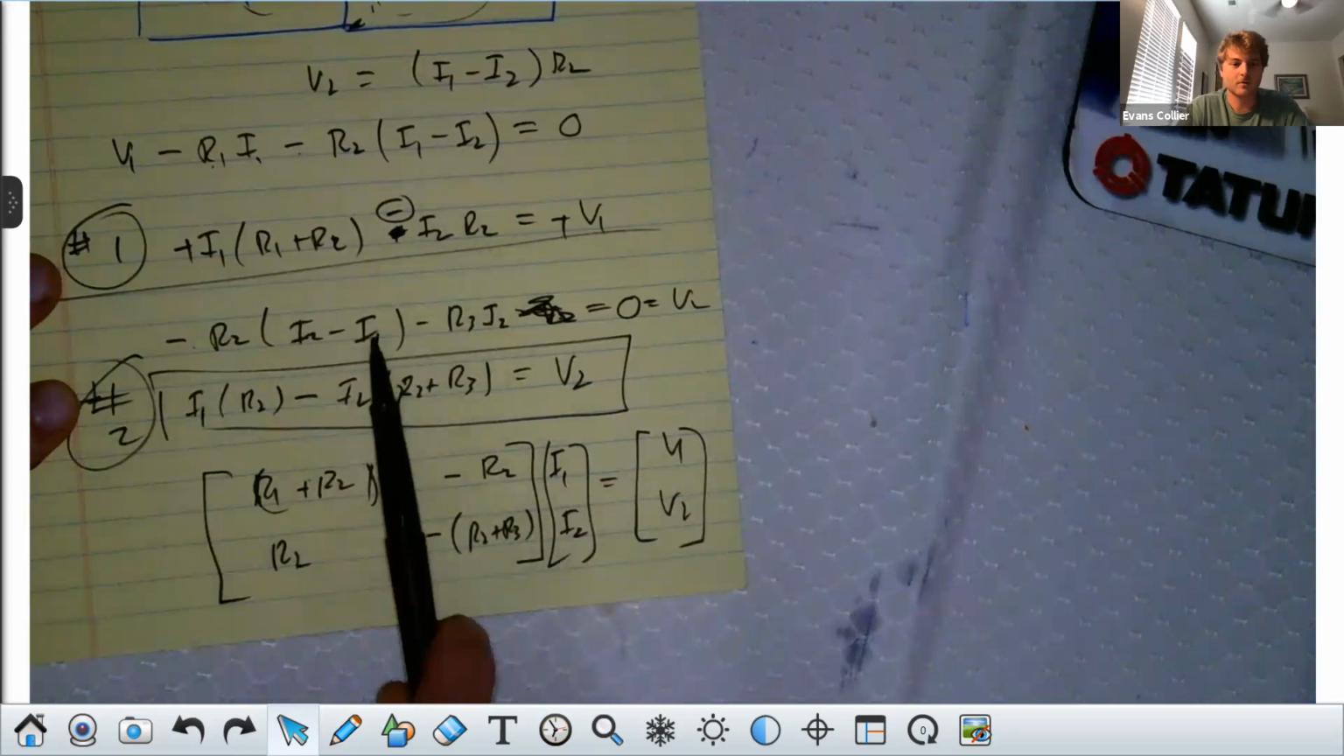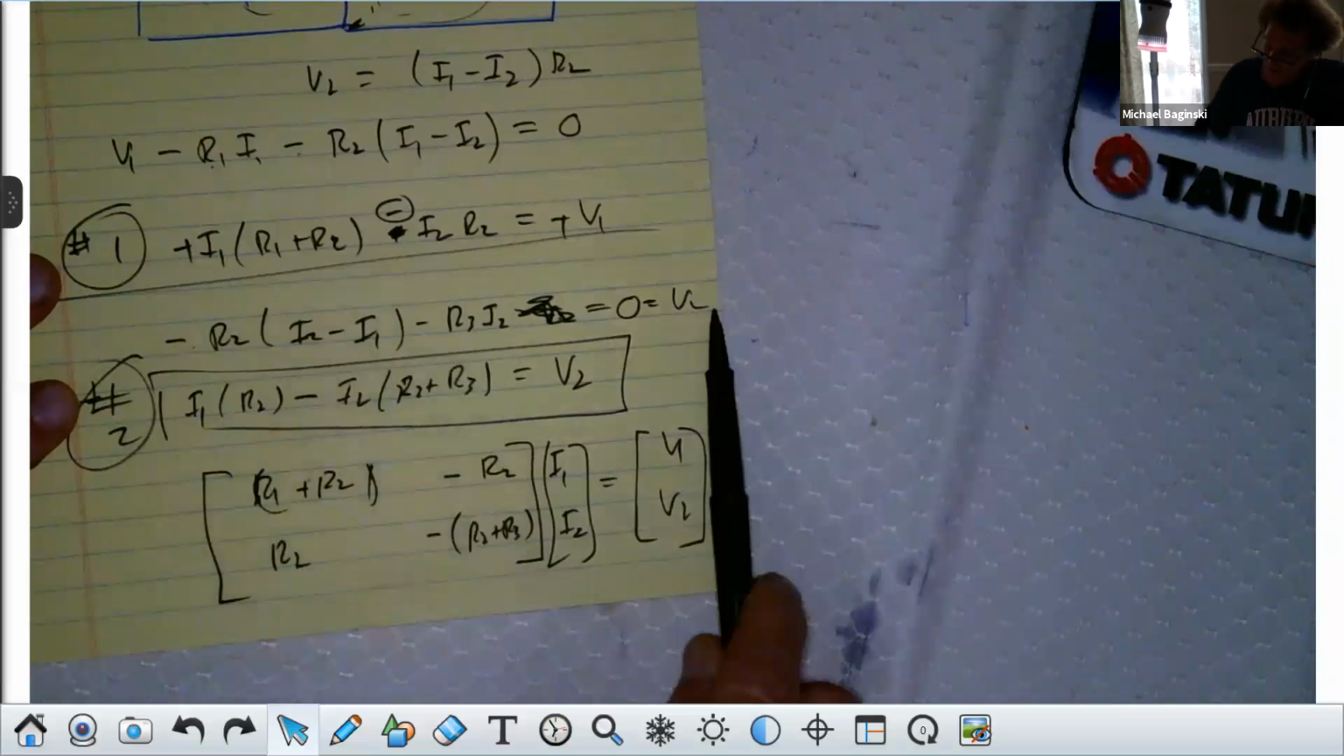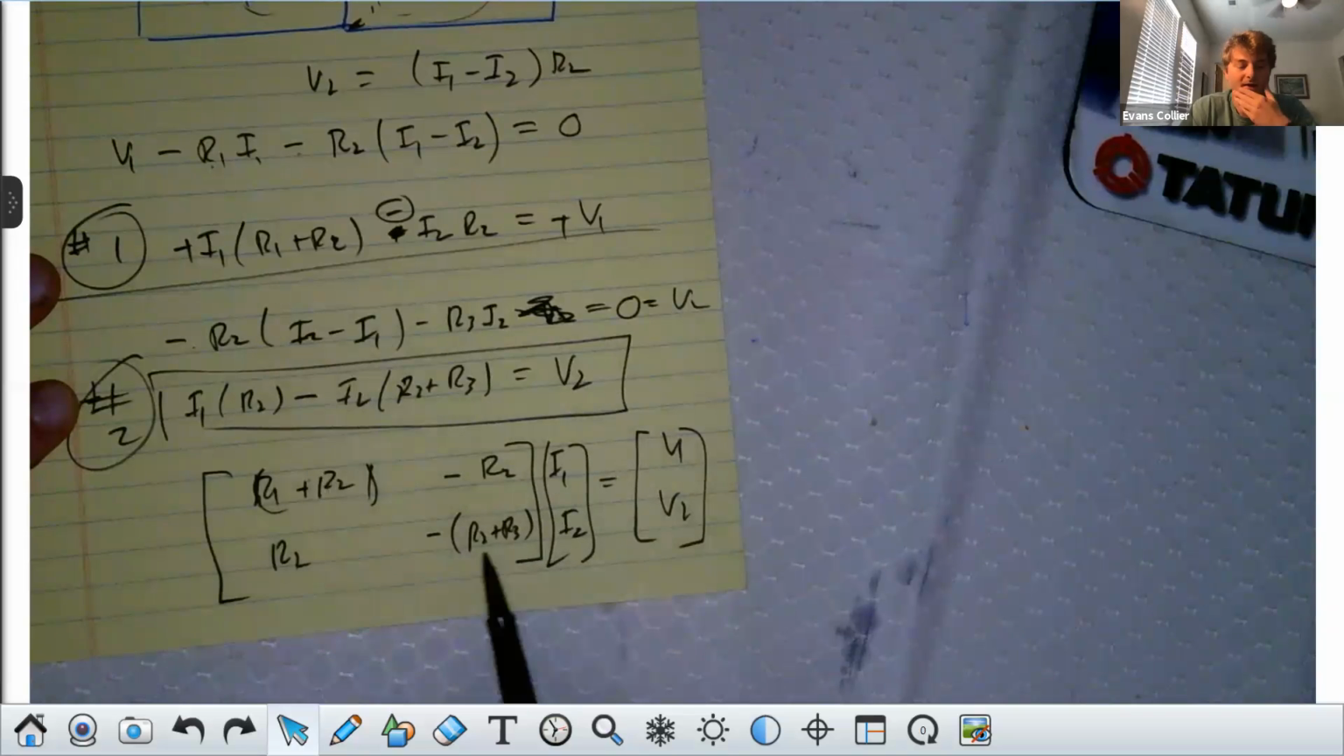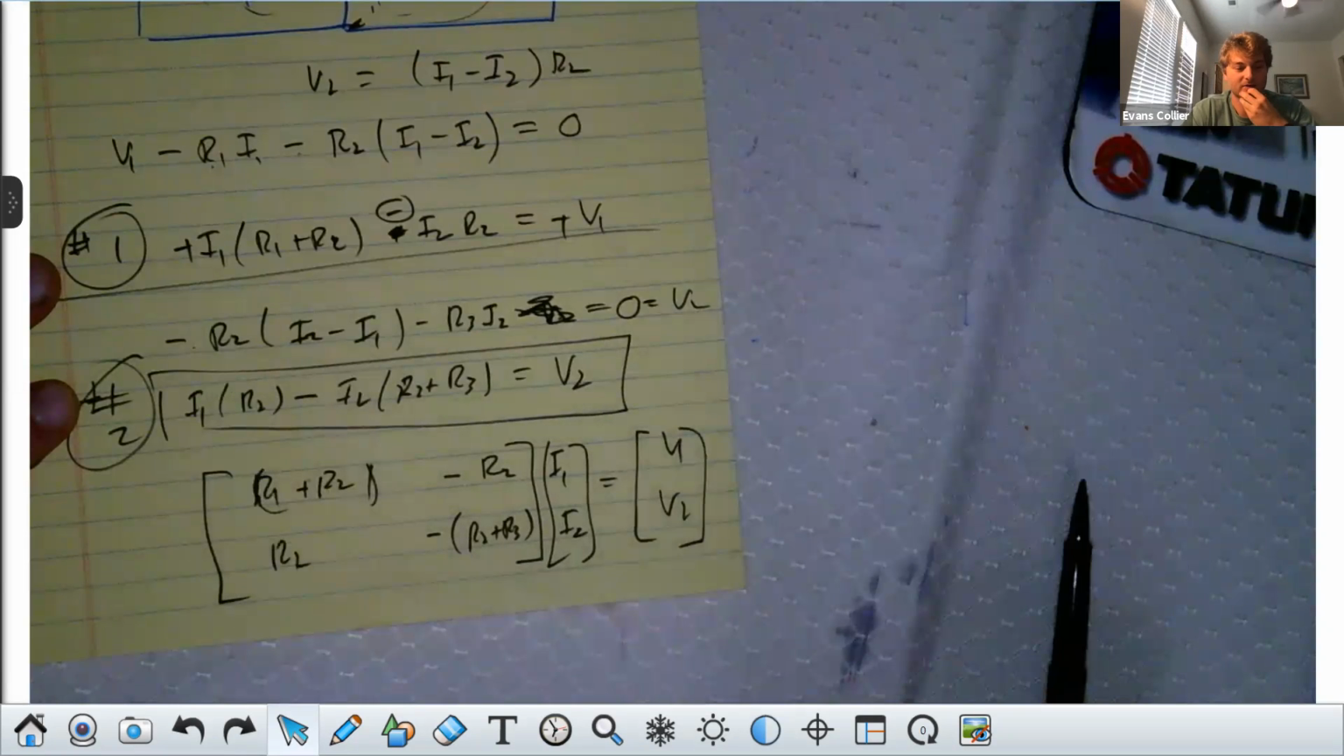So in the bottom left, is that R2 from I2 in the first equation? I1, right? This is the equation, right? Take a look. That's this, right? Oh, yes. Okay. I see. I misread the matrix. My bad.